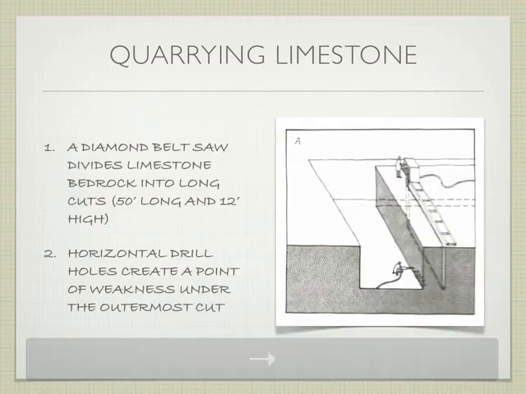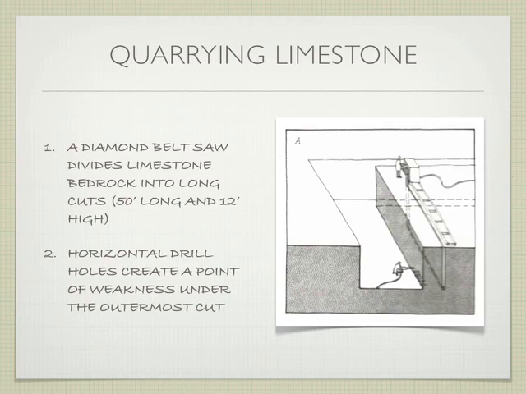Okay? So if we move on to quarrying limestone, this process would be similar for granite, similar for a lot of the stones. In this particular case, I believe the book walks through limestone specifically, so we're going to walk through limestone, but it translates roughly to the other examples. So we have what's called a diamond belt saw that divides the bedrock into long cuts. So we're thinking somewhere in the neighborhood of 50 feet by about 12 feet high. So this is a really big chunk of stone that we're trying to cut.